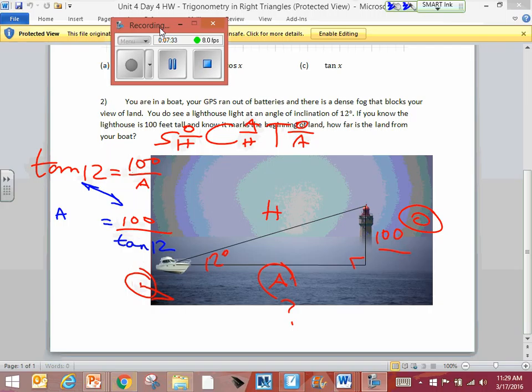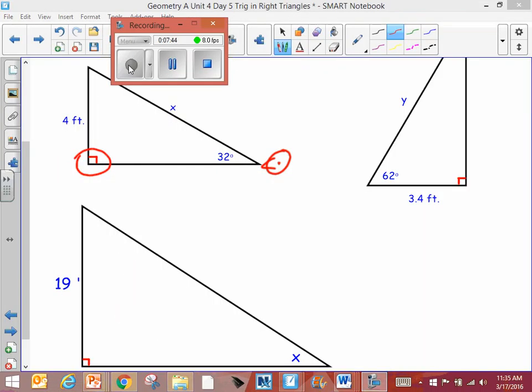Divided by tan 12. Somebody do that, or everybody do that, and let's see what we get. 100 divided by tan 12. We got a negative answer for this one, which is weird. Did I get an actual answer?